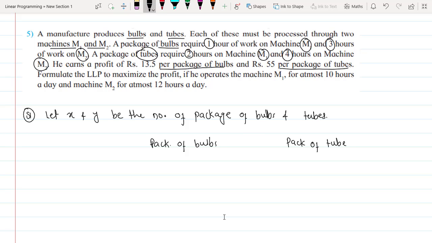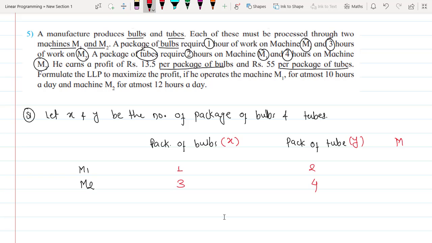Okay, good. So what are the constraints given? The constraints are on machine 1 and 2. So machine M1 and machine M2. Okay, so now let's fill in the values. A package of bulb requires 1 on M1 and 3 on M2. A package of tube requires 2 on M1 and 4 on M2. So 2 and 4 I will write directly here. Okay, so this is how I get the x and this is y.